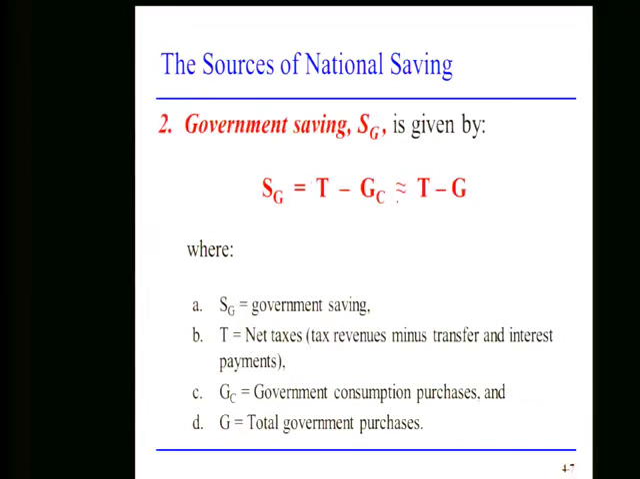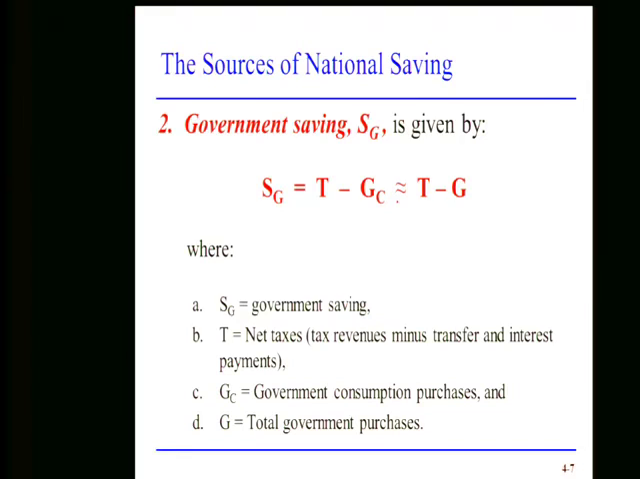Now, government saving, or sometimes called public saving, is how much saving the government undertakes. And here we can think about current income minus current spending. Current income for the government will be its net tax revenues, right? Gross taxes minus transfers. So that's our T. That's how much income the government actually has. And then we need to subtract out its current spending.